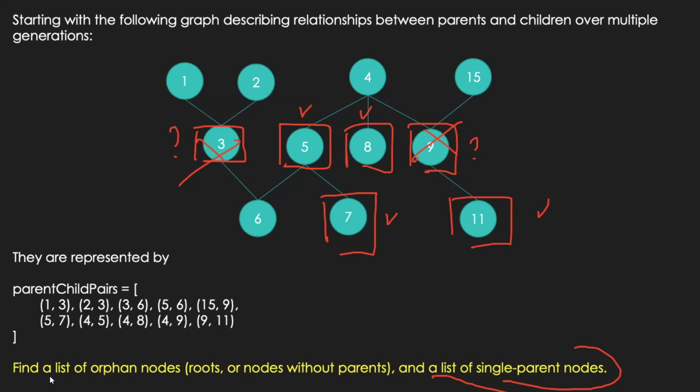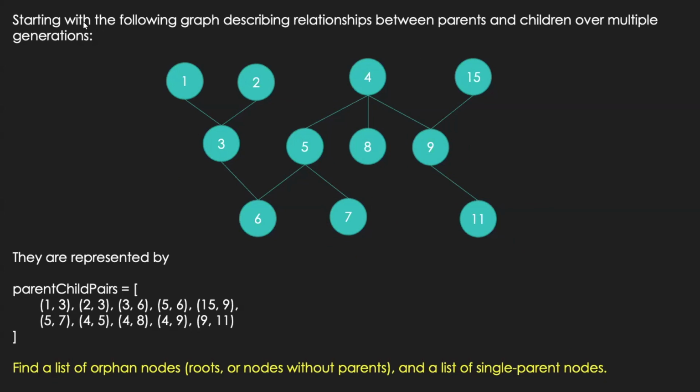You've got to get a list of orphan nodes as well as a list of single parents. So let's look at how we approach this problem. The intuition, just by looking at this problem, is for each pair of parent and child, we can enclose the examinations. We can come up with several dictionaries. These are count dictionaries, the number of occurrences for each of these nodes with respect to each other.